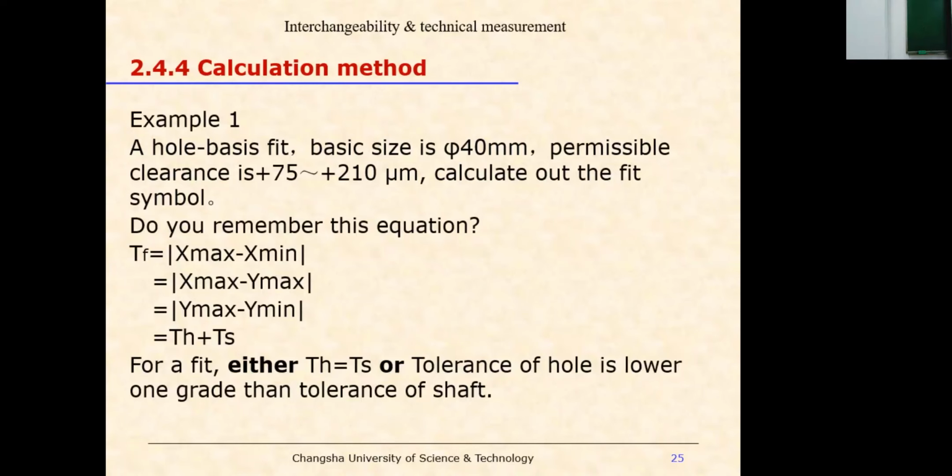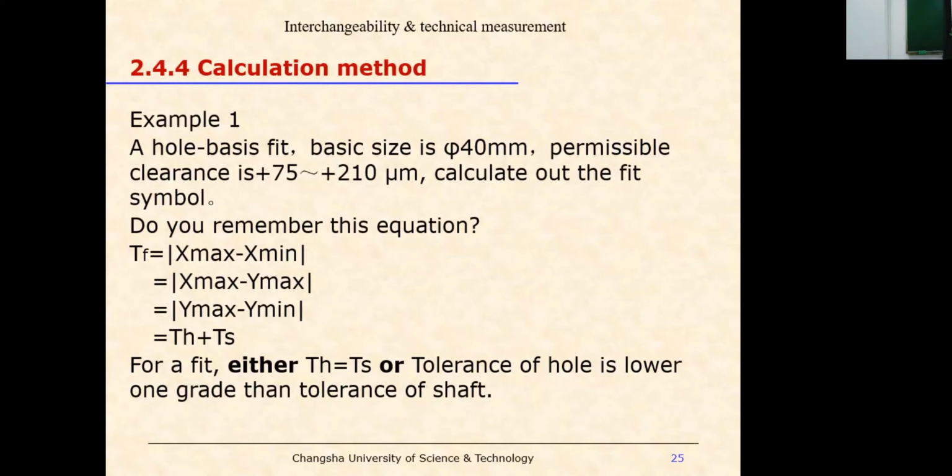Range equals TH, the tolerance of the hole, plus the tolerance of the shaft, right? For a fit, TH equals TS, or the tolerance grade of the hole is one grade lower than that of the shaft. Usually the hole and the shaft are the same grade, because it's needed to make sure they have the same machining difficulties. For the higher precision grades, the hole grade is one grade lower, then their tolerances are the same.